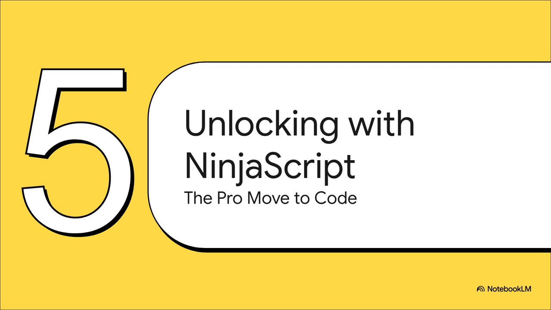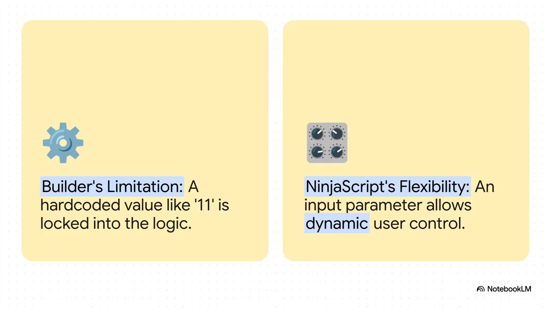By converting that Builder strategy into NinjaScript, you unlock its true potential. And this is the payoff. That hard-coded 11 gets replaced by a dynamic input parameter, a variable we can call something descriptive like filter slope length. And just like that, the user now has a simple dial they can turn in the strategy settings. They can tweak that value without ever having to look at the code. It's like going from an automatic transmission to a manual. You get so much more precision and control.